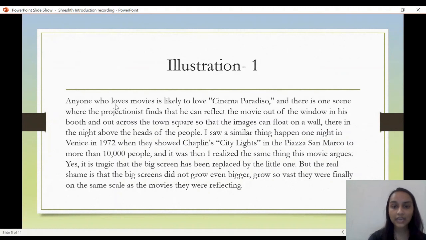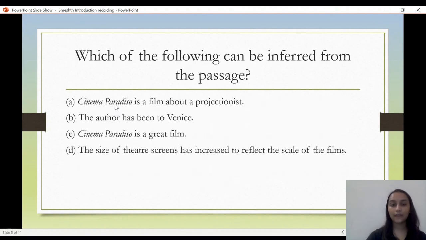So if you read the second line, "I saw a similar thing happen one night in Venice in 1972." From this, we can immediately understand that this is possible only if the author had been in Venice at that point. So we can infer that the author has visited Venice or been in Venice at least once, right? Therefore, option B is what we can infer from the passage. It's the most appropriate answer.